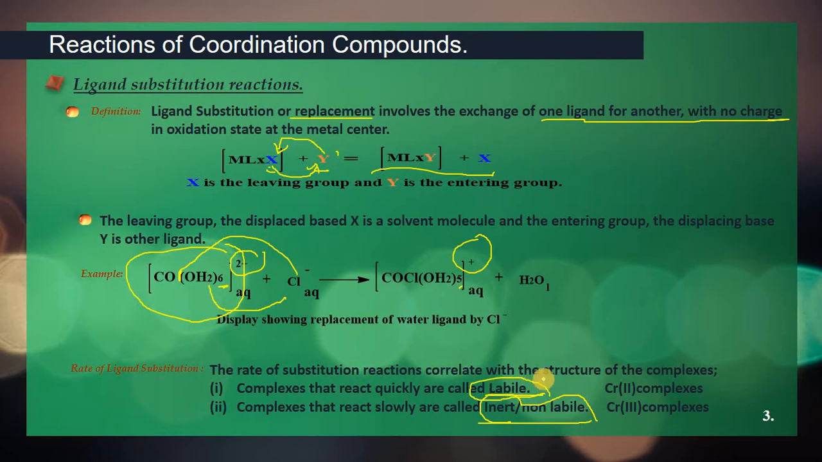Here, the complexes that react quickly are called labile, while these we call inert, which is taking place in chromium 2 complexes and chromium 3 complexes. So that means chromium 2 complexes will be much faster than what? Chromium 3 complexes.